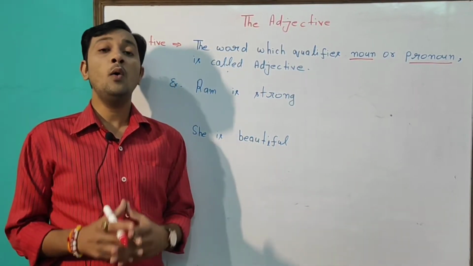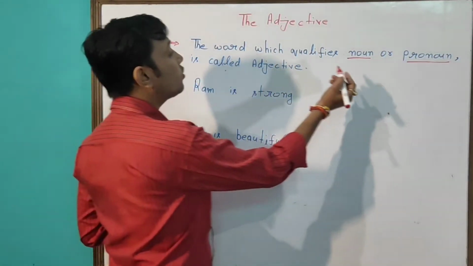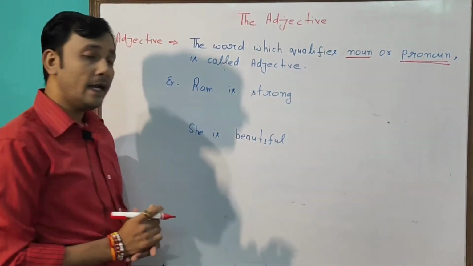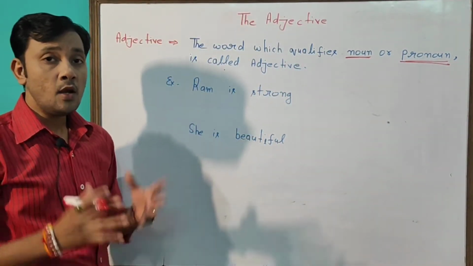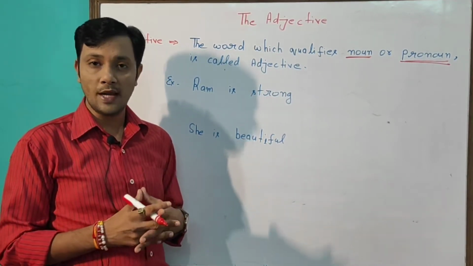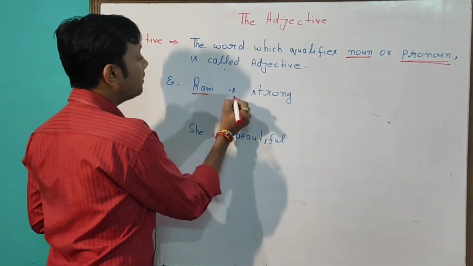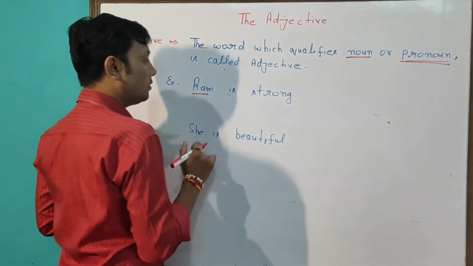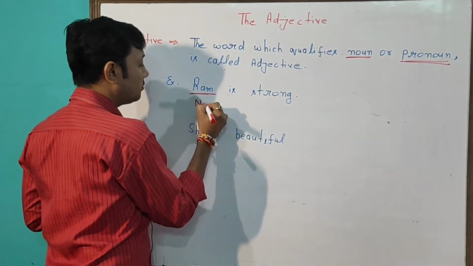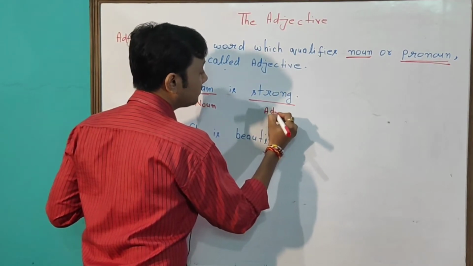Adjective. Now what is adjective? Adjective, the word which qualifies noun or pronoun, is called adjective. Clear? Adjective means the word which qualifies noun or pronoun is known as adjective. For example, Ram is strong. Ram is noun. Clear? Strong is adjective.